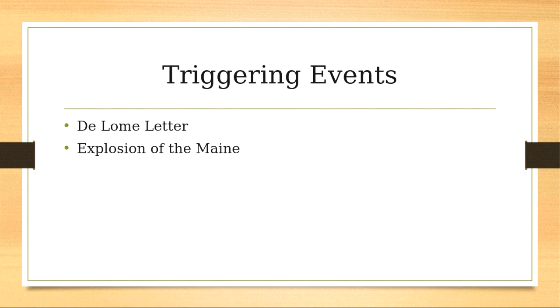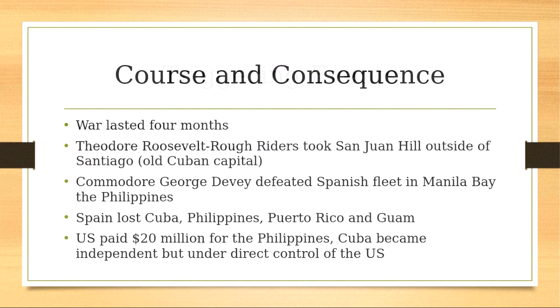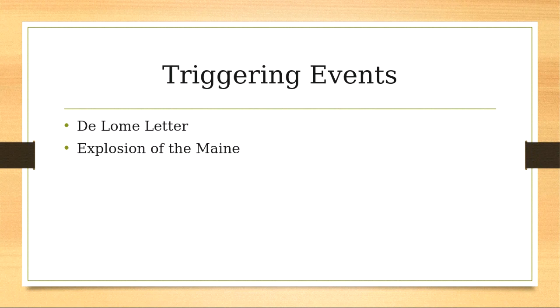Let's talk about the triggering events. The De Lome letter, for example. When all this tension was going on, the Spanish ambassador wrote a letter, and the press found out about it and released it. The letter said the president at the time, McKinley, is weak. They're talking about intervening in Cuba, but they're not going to do anything. Don't worry about it. There's nothing to fear.